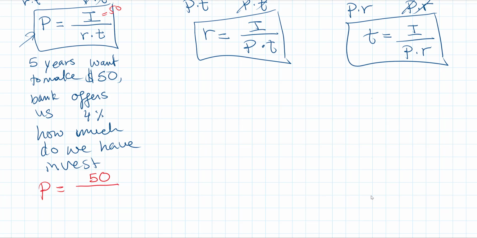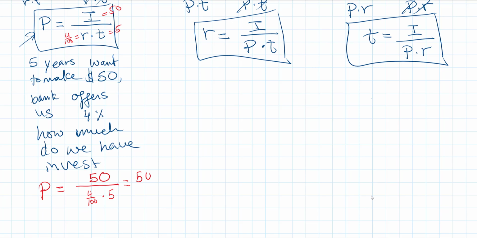The bank has offered us 4%. Again, when we write the percent, we'll write it as a fraction of 4 divided by 100. And we said we have 5 years to make that money. So we write T equals 5. So this equals 5, and this equals 4%. That is 4/100ths. So now we can go ahead and calculate this.